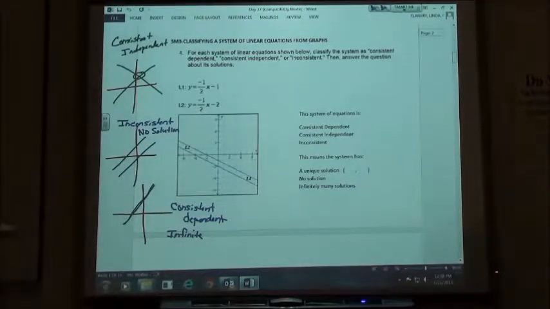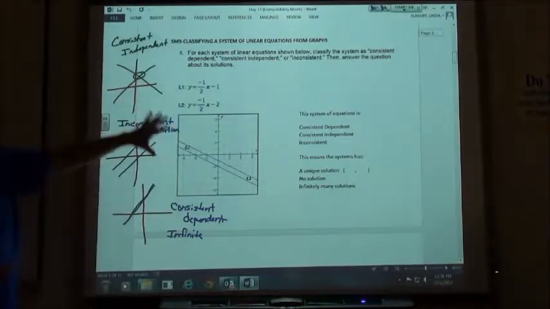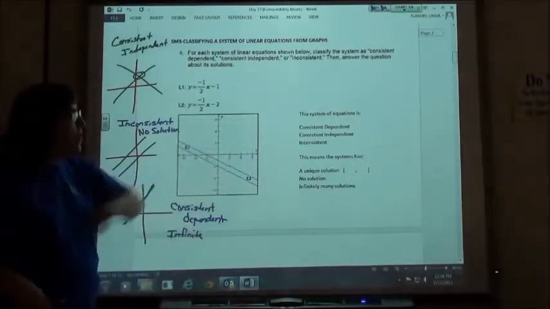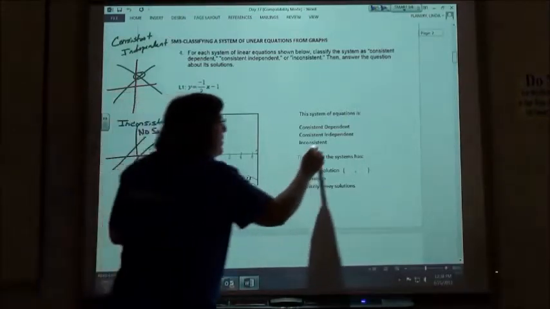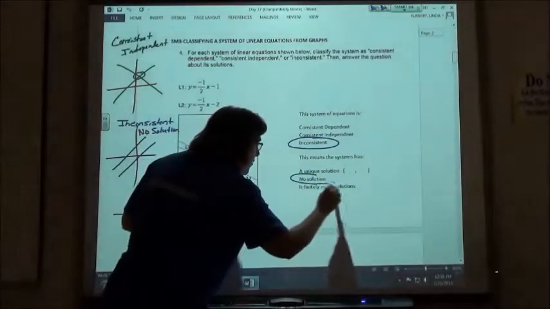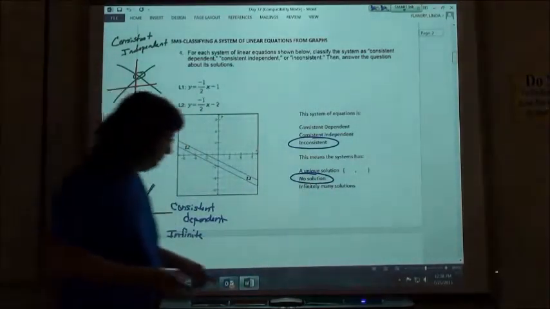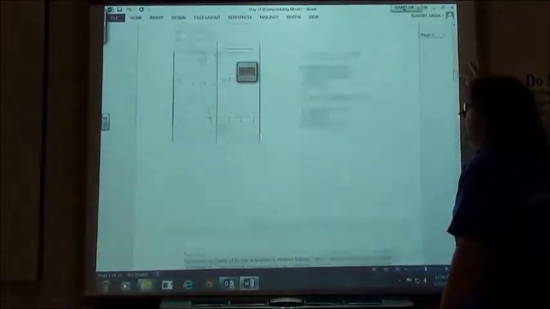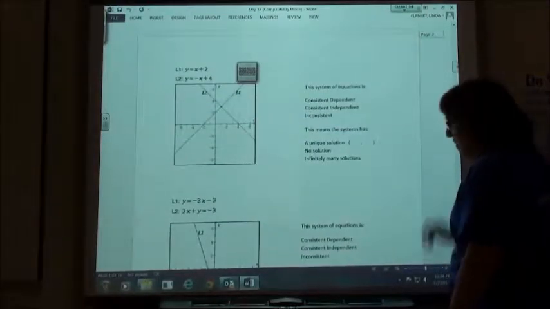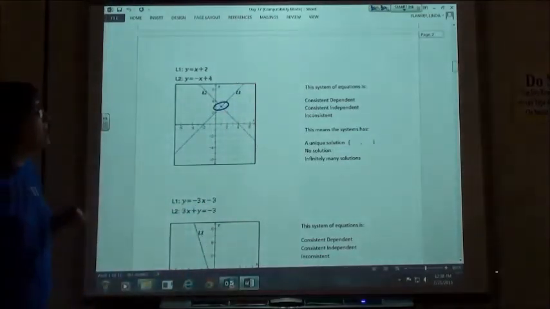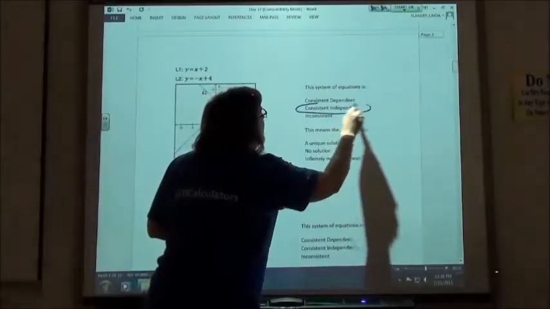So all they're going to have you do on these ones is pick out which kind it is, how many solutions it has, and if there is a solution, what is a solution. So, first one on number 4, we've got the two parallel lines. If the two lines are parallel, they're not going to intersect, so we have inconsistent with no solution. And then I've got to keep track of where I'm at. The second one on number 4 intersects in a point. If it intersects in a point, it's called consistent independent.